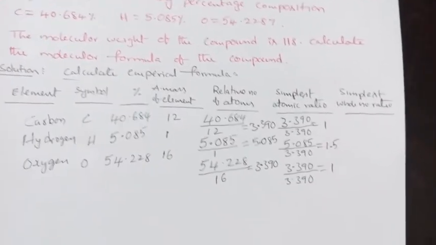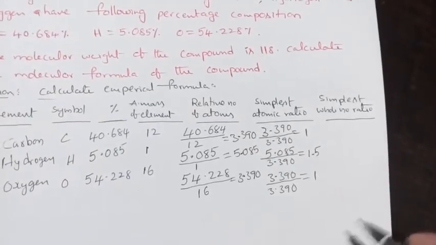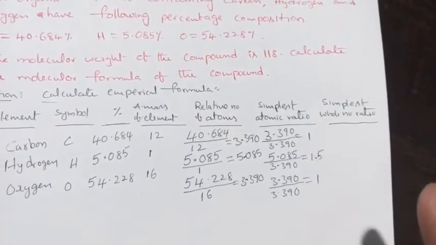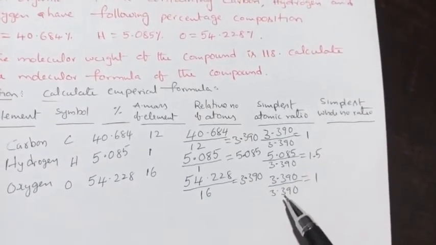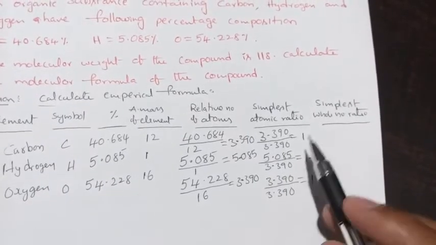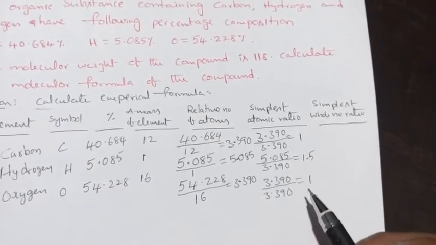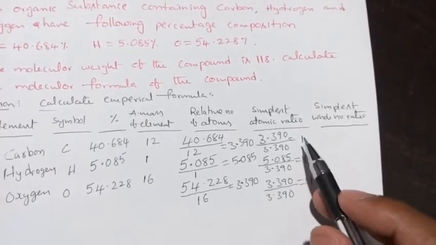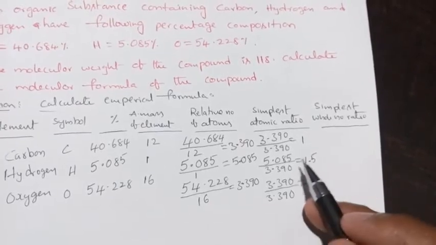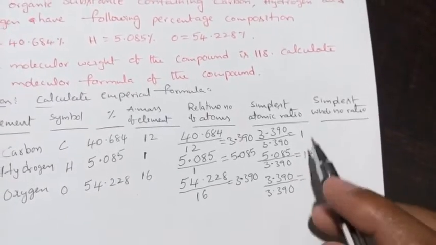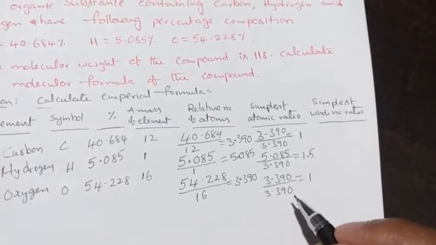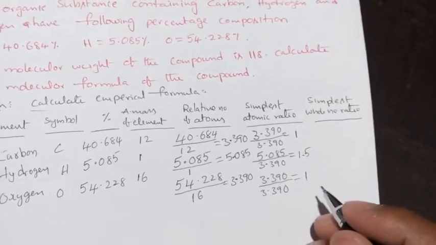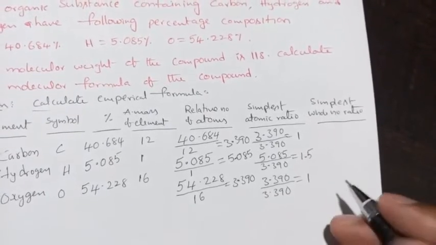After getting the simplest atomic ratio, we have to find out the simplest whole number ratio. While finding the simplest whole number ratio, we have studied two cases. One, if the simplest atomic ratio has all integers, then the simplest atomic ratio itself is the simplest whole number ratio. But here, for carbon it is an integer, for oxygen it is an integer, for hydrogen it is a fraction value. Whenever all the numbers are not integers, we have to multiply the simplest atomic ratio with a suitable integer to get the simplest whole number ratio.